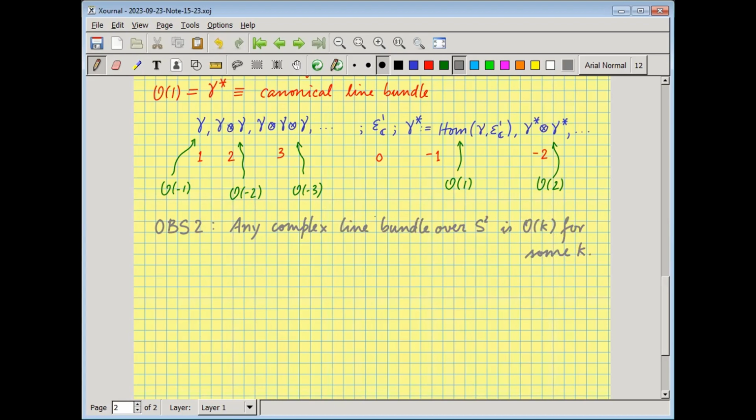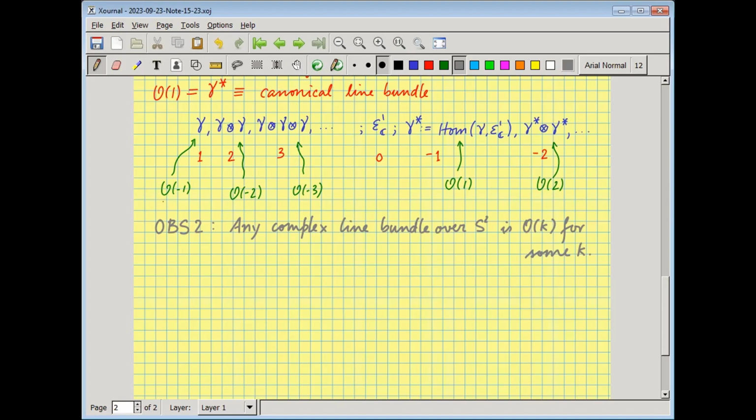Okay. And there are many ways to show this. If you know a bit of classifying spaces, you could say that the main line bundle classifying everything is the half bundle, which is the bundle gamma, and then everything is just tensor powers of it or its inverse. And it turns out gamma star is the inverse of gamma as far as complex line bundles are concerned.